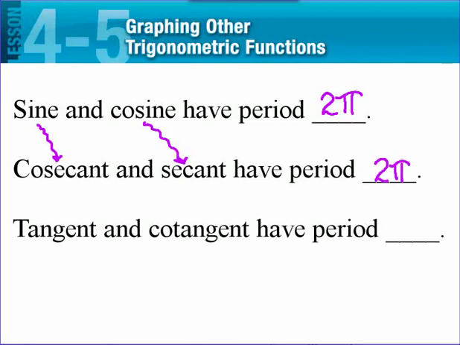Now tangent and cotangent, on the other hand, they're a little different. I will tell you right now that instead of having a period of 2 pi, tangent and cotangent have a period of pi. So the first one was review, the sine and cosine. Cosecant and secant relate to those, so they are 2 pi. And then tangent and cotangent have a period of pi.